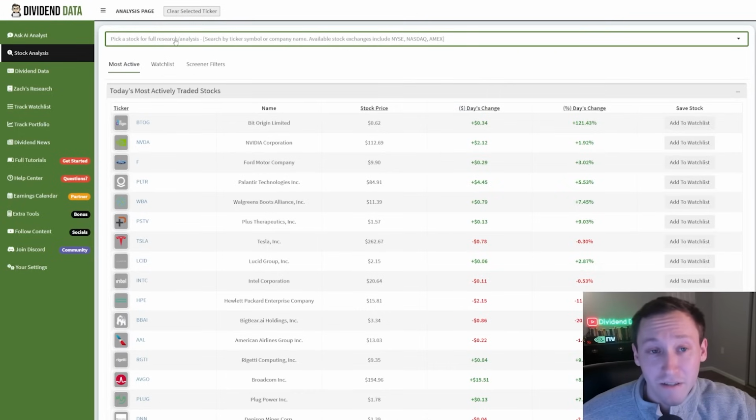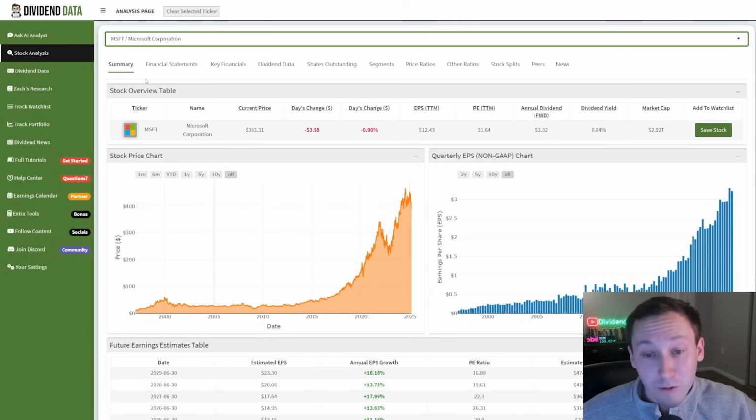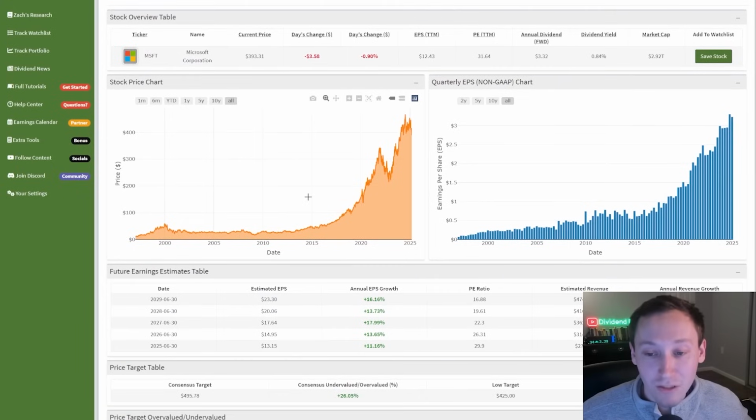So if you open the stock analysis tool, you go up to the top here and you have the drop-down menu where you can select and search from 8,000 different stocks. So let's open Microsoft here, for example. You click, and this will basically load a full picture look at the company where you can see all of their financials mapped out with data visualizations and tables.